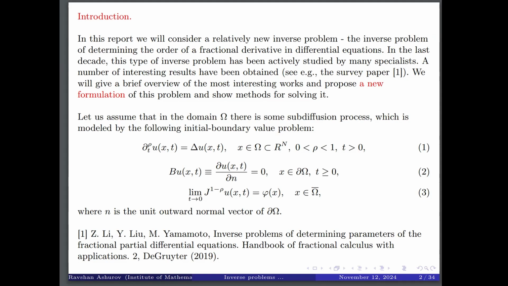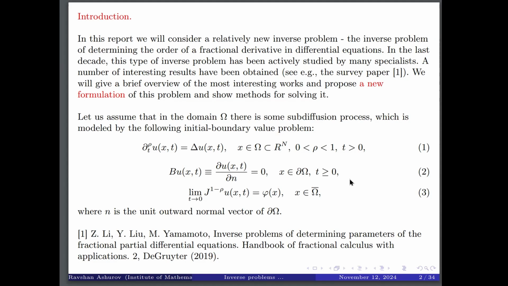In the last 10, 15 years, this type of inverse problem has received a lot of attention by many mathematicians, and a number of interesting results have been obtained. And there is a survey paper which is here, published in 2019 in a well-known handbook, and the authors are Li, Liu, and Yamamoto.